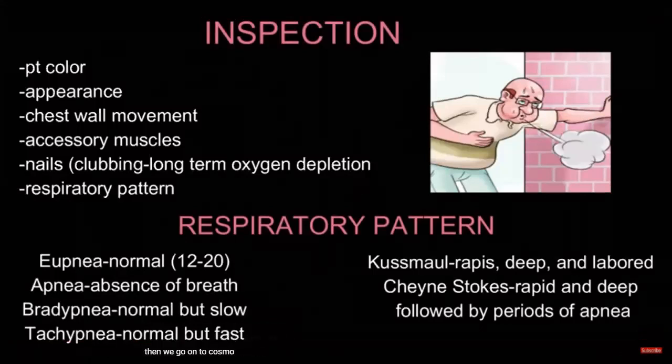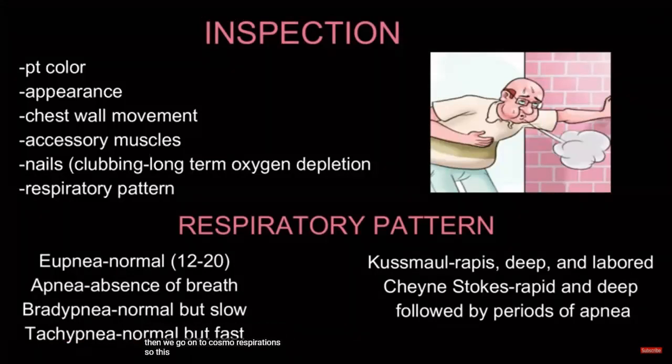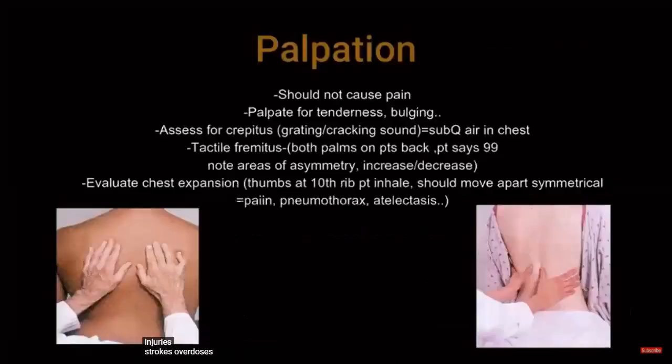Then we go on to Kussmaul respirations. So this is rapid, deep, and labored. They're usually found in DKA patients, metabolic acidosis, or even renal failure. And the last one is Cheyne-Stokes. So this is rapid and deep, and then you have a period of apnea. Cheyne-Stokes is usually found with head injuries, strokes, overdoses.